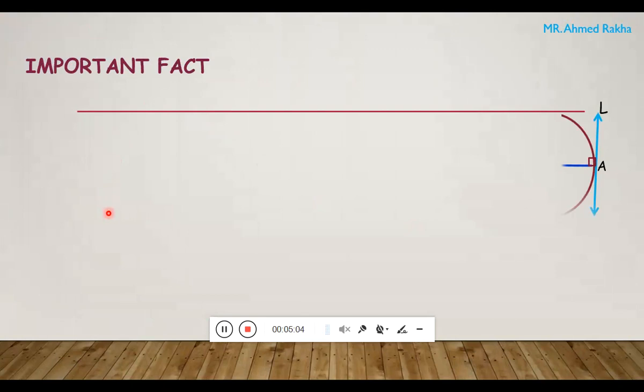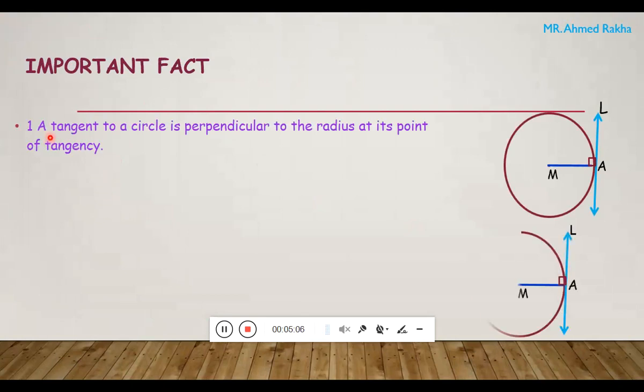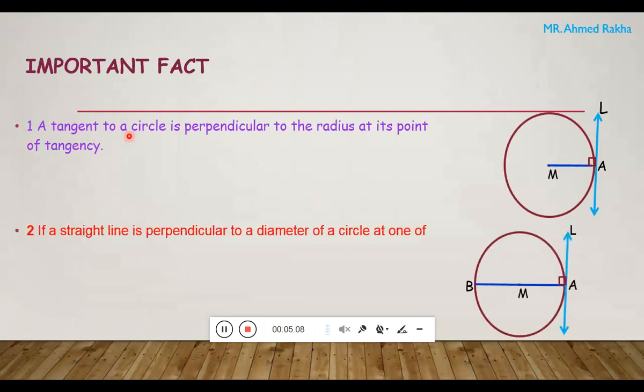Now we will have an important fact. This fact says that a tangent to a circle is perpendicular to the radius at its point of tangency. This is the point of tangency as we can see here. This straight line is perpendicular to this line MA, which is a radius in this circle.